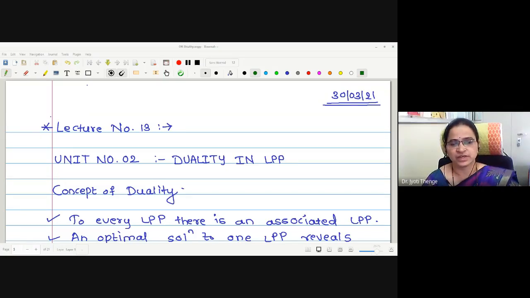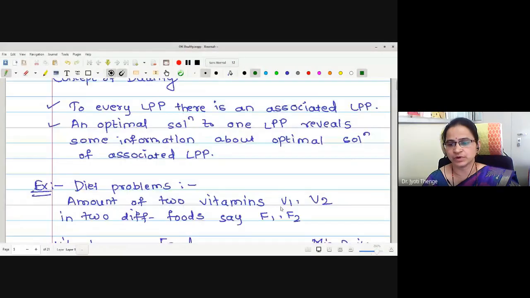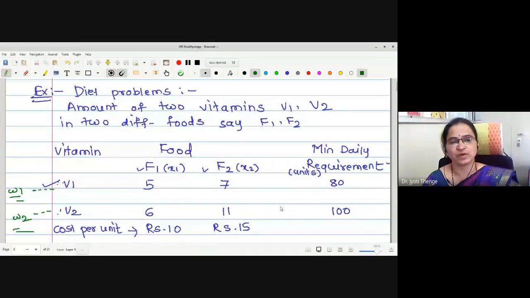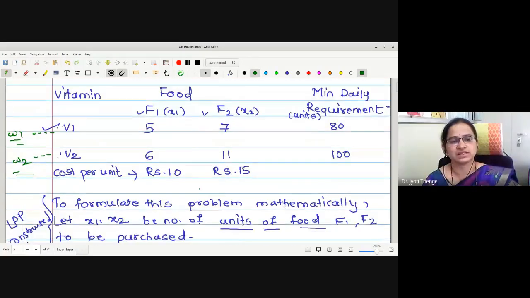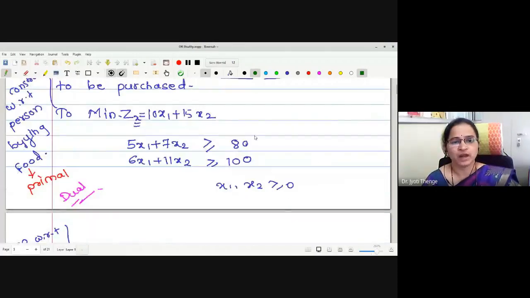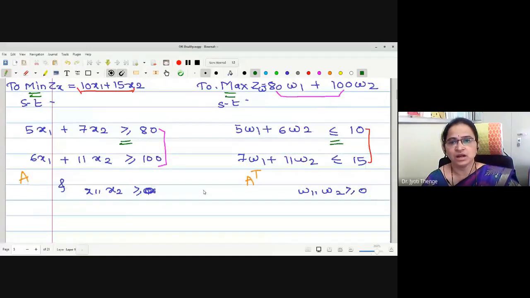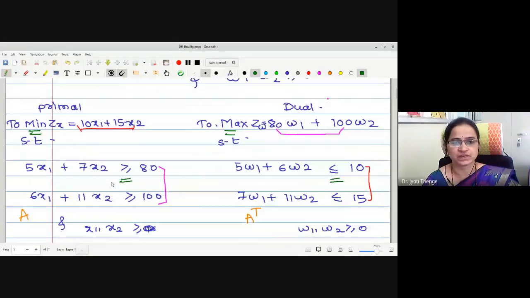In the last lecture, we started unit number 2, duality in LPP, where in detail we have seen how the concept of duality arises, and also we have seen with the help of one example that for every LPP there exists one more associated LPP. Among the two LPPs, one is called the primal, another is called the dual, and this is the relation we have seen.